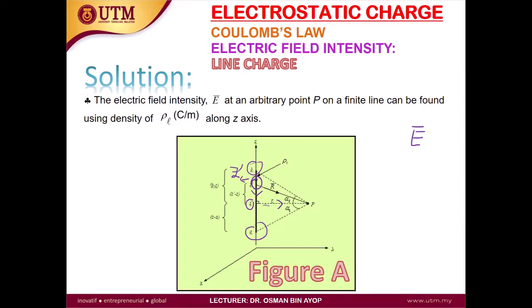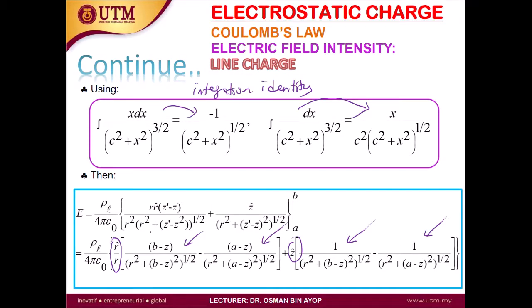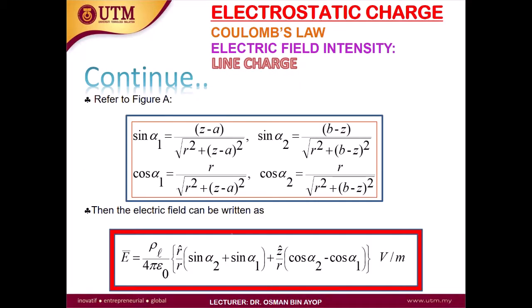Using the Pythagorean theorem, very simple. So you have to compare, and then this form b minus z and a minus z, and then 1 over r square plus b minus z square to the half, and this becomes this form. We have sin alpha 2 plus sin alpha 1, plus cos alpha 2 minus cos alpha 1, and so on. So please prove this. You have to do it yourself and prove that the final expression becomes this form. Please practice.